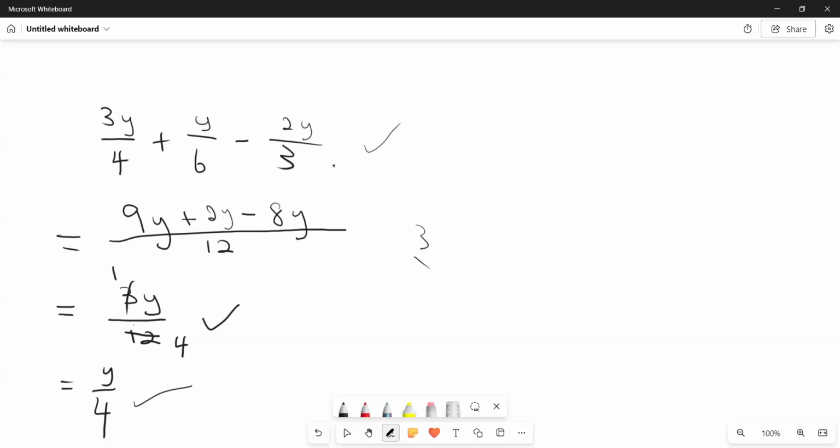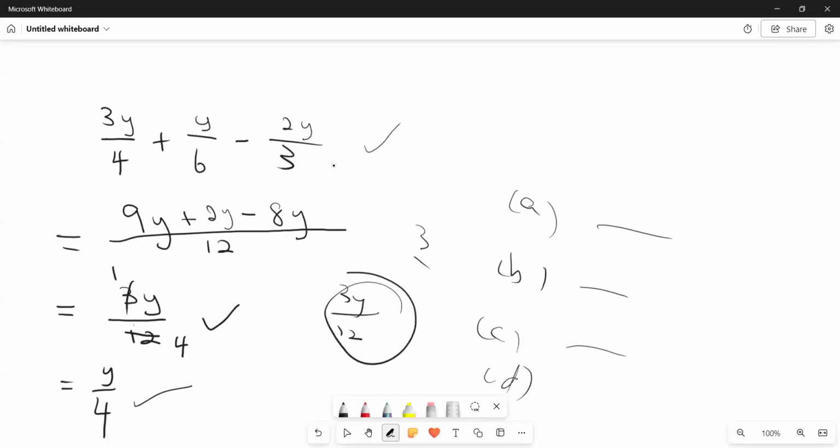However, if I give you a multiple choice, I tell you to simplify this and I give you A, B, C, D, and none of the answers is 3y over 12. You're looking for this, but you don't see any of them like that. But here's an answer, y over 4. You've got to know that you have to break it down to this. If you don't know, you might choose the wrong one.